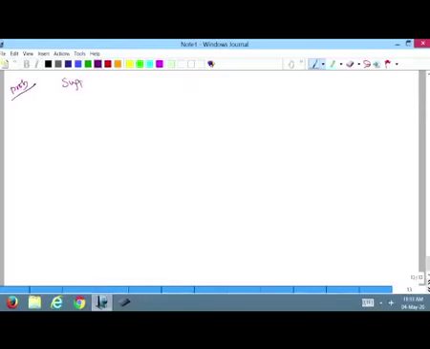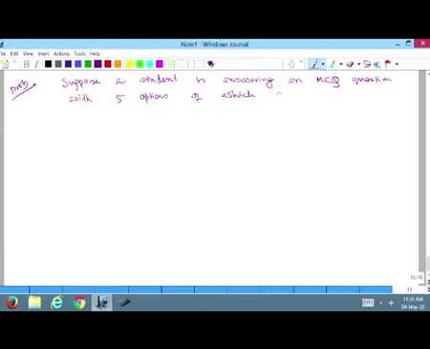Suppose a student is answering an MCQ question with 5 options, of which only one is correct.